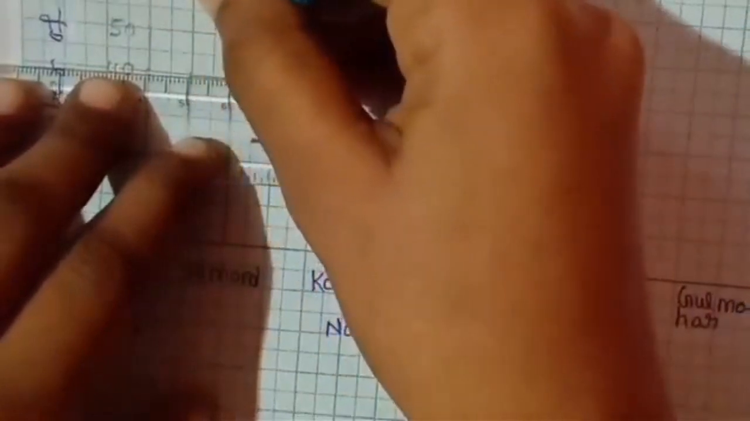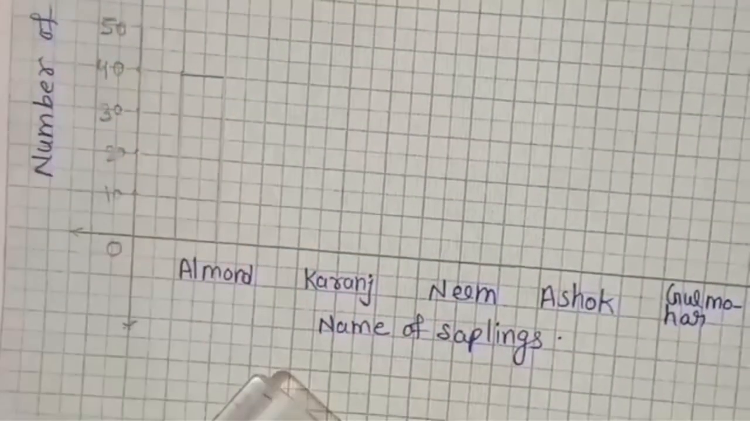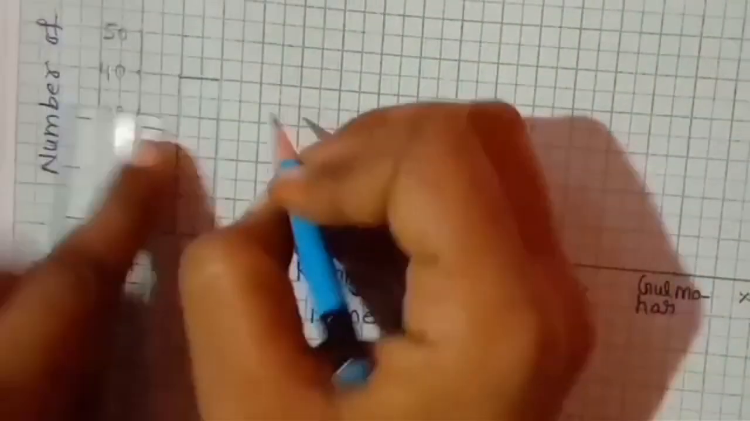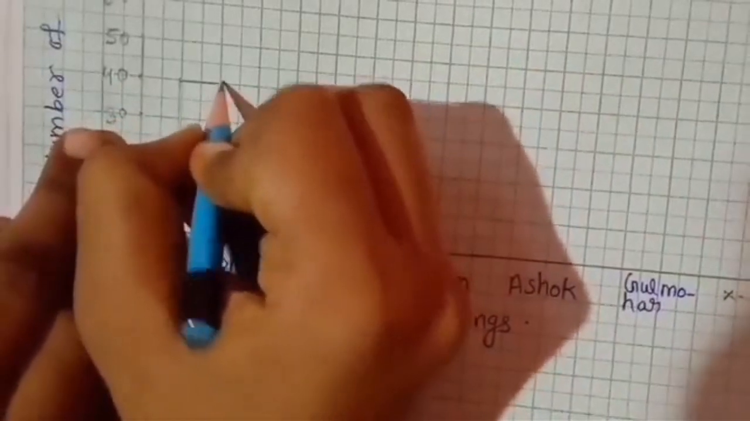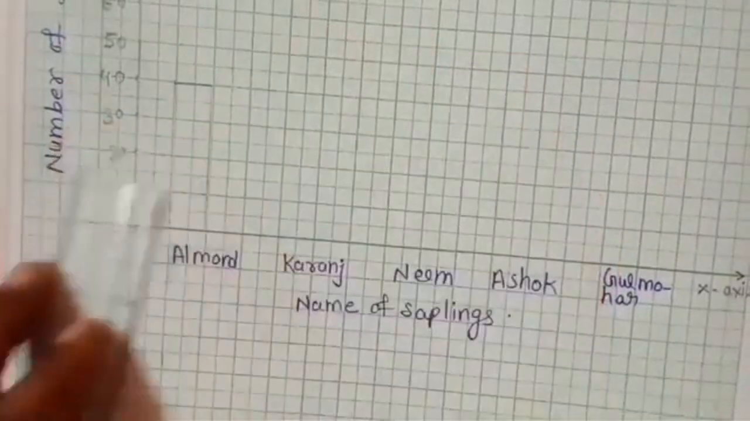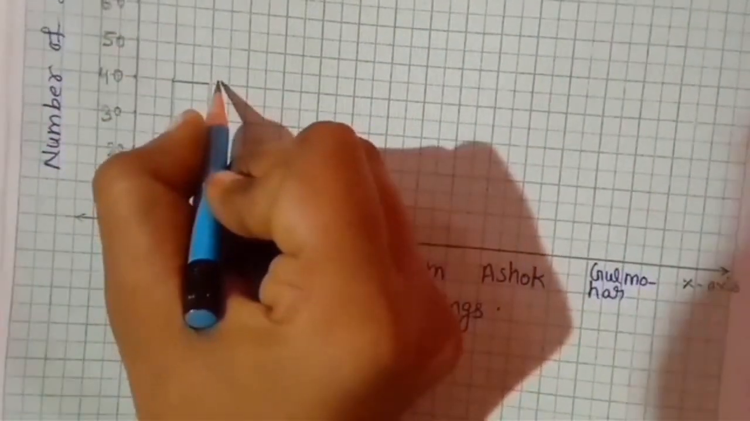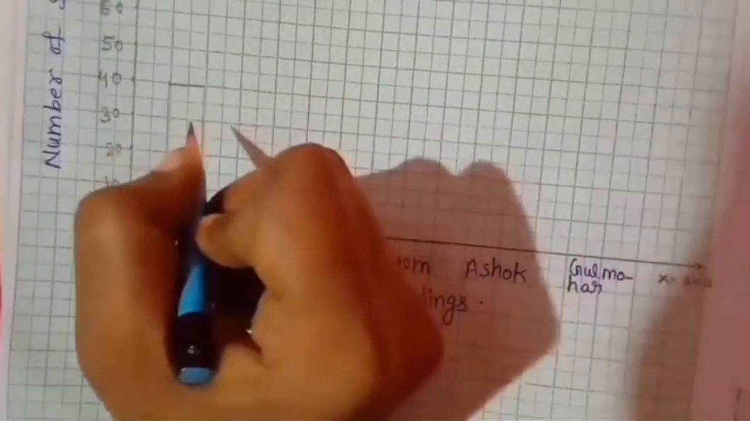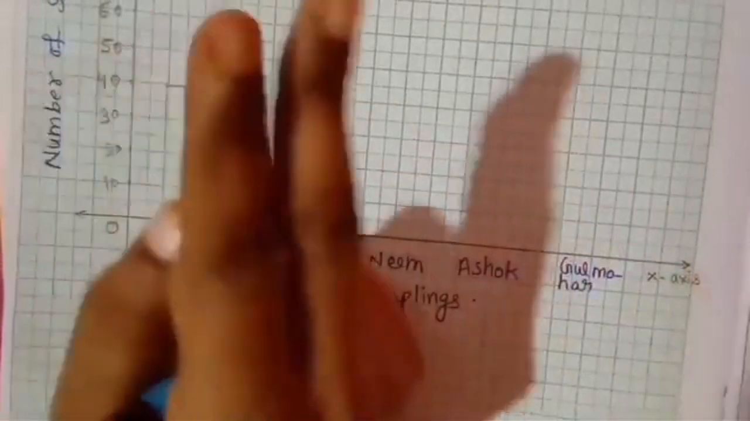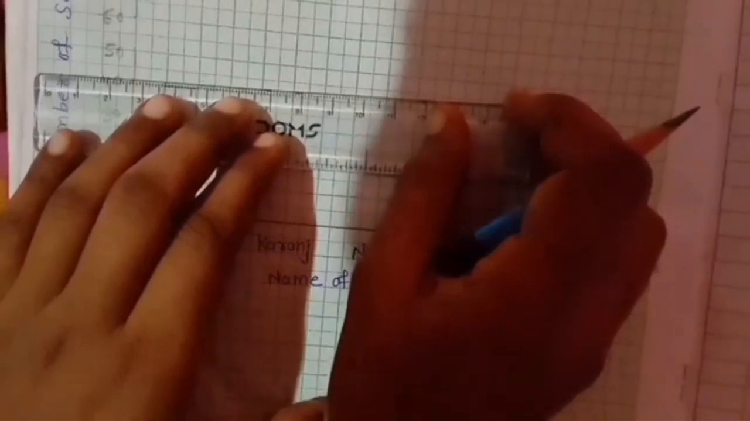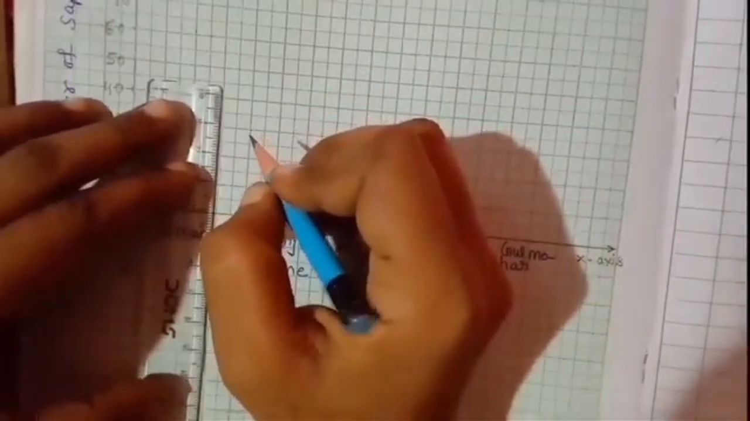And then Bharat Vidyalay given is 42. So 42 you will mark above 40. So you will count extra 2 lines after 40. So you will mark 42 above 40. And you will count 2 lines above 40 and you will mark 42 for Bharat Vidyalay. So you will take a scale and pencil and you will mark 42 for Bharat Vidyalay.